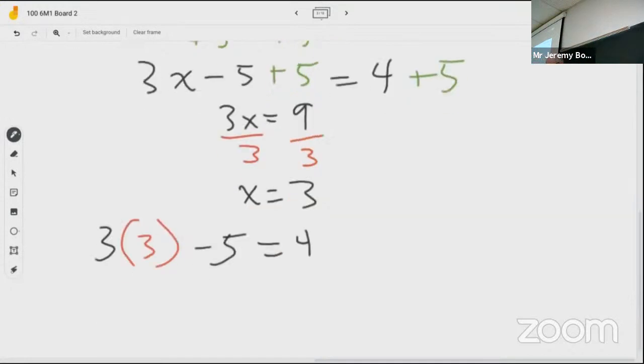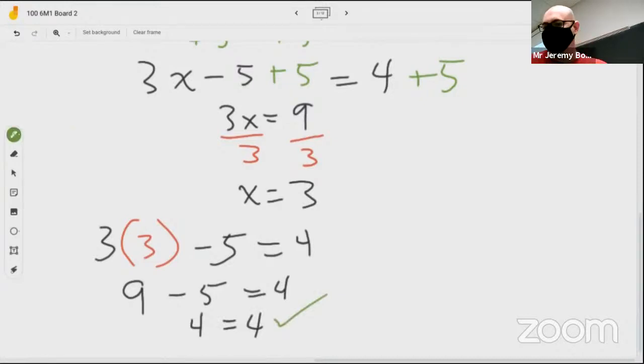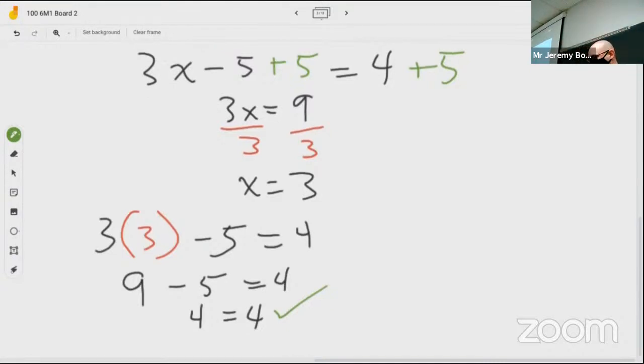Now, 3 times 3 is 9. 9 minus 5 is 4. Does 4 equal 4? Yes, it does. That checks out. That's all you got. Just make sure you follow the order of operations when you do the check. And that's the main mistake that happens. Any questions on that? All right, let's see what I got next. I think it's on the next page.